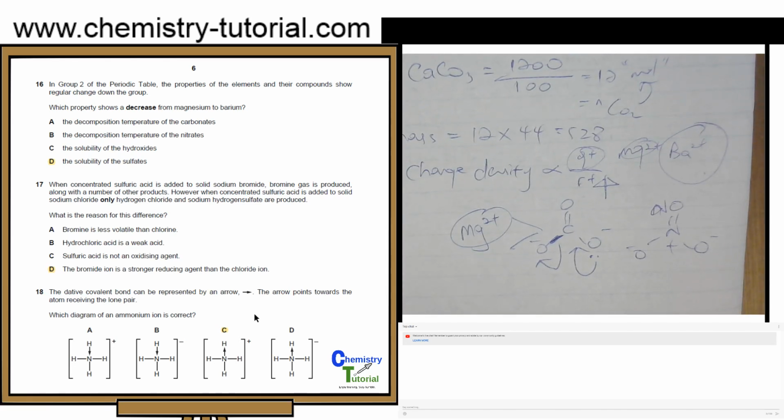Now, some students may ask, why am I using charge density to explain the thermal decomposition temperature or the melting point of those salts? Why can't I use lattice energy? Well, if you use lattice energy, it will give you different observations, in terms of explanation. However, we can't use lattice energy to explain the phenomena of this decomposition temperature for these group 2 nitrates or carbonates. That's because lattice energy is only strongly applicable for strongly ionic compounds. Magnesium carbonate or magnesium nitrate, these are not strongly ionic compounds.